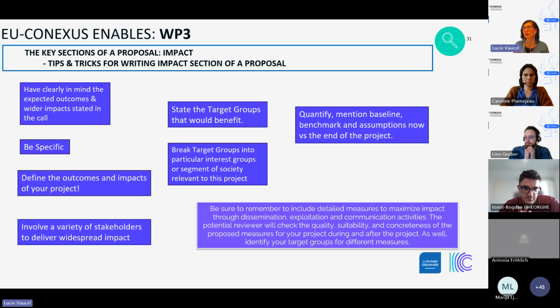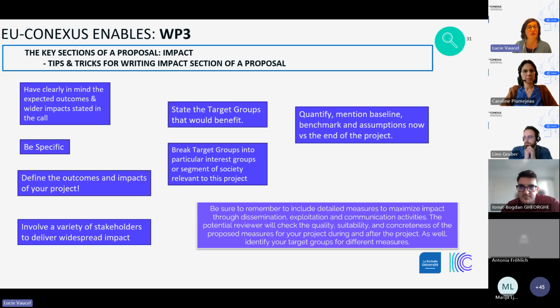And of course, include dissemination, exploitation, and communication activities, because the reviewer will check the quality, suitability, and concreteness of the proposed measures for your project during and after your project. And of course, identify your target groups for different measures.